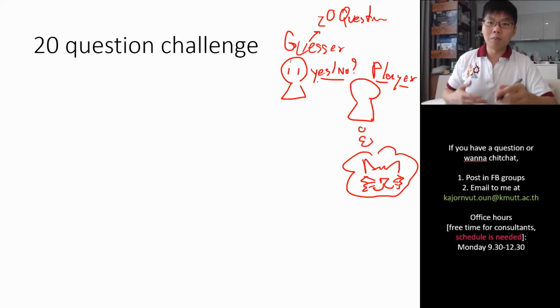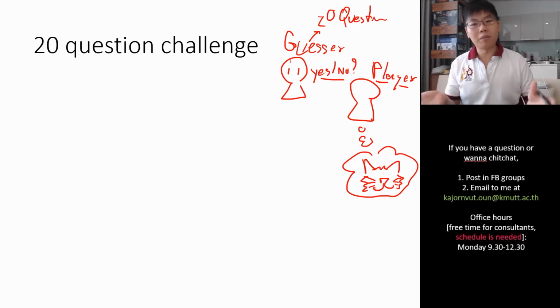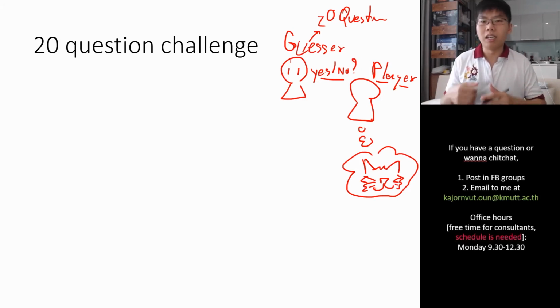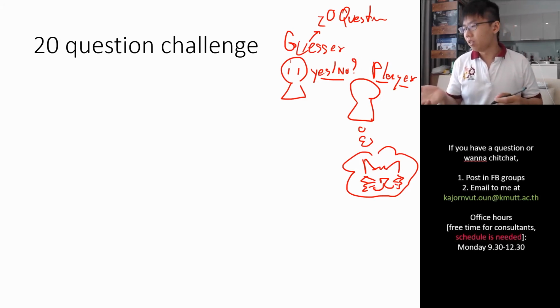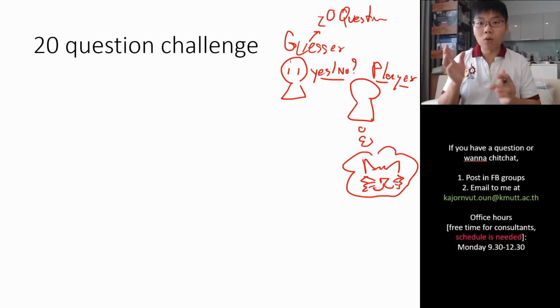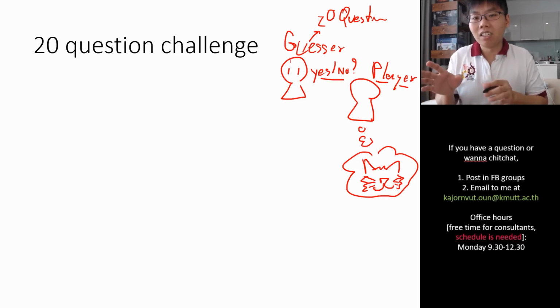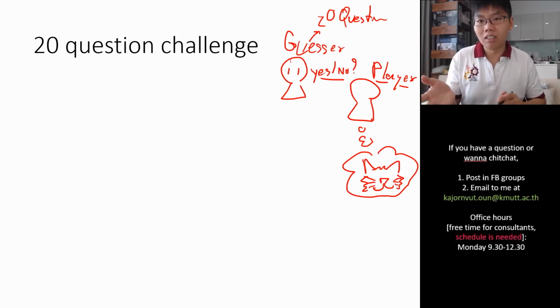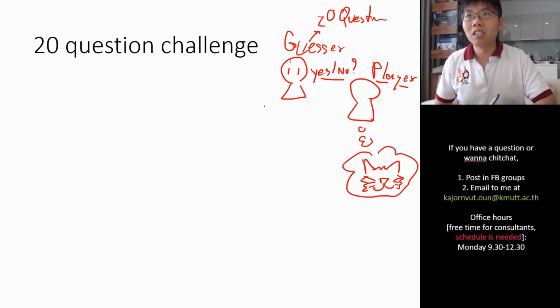For example, asking, is it an object? Yes or no. Is it tall? Yes or no. It cannot be tall or short. It has to be a yes or no question. And they have only 20 questions to ask until they can guess whether it is a cat or not. If they can do it in 20 questions, this player wins. But if they cannot do it in 20 questions, then the other player wins.